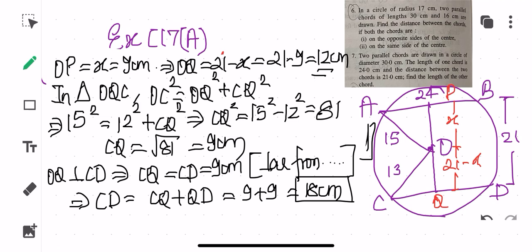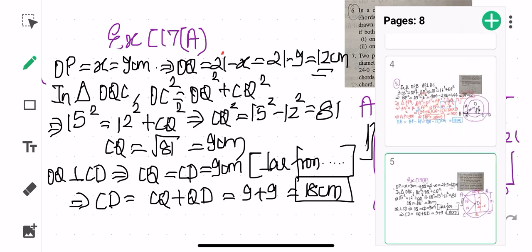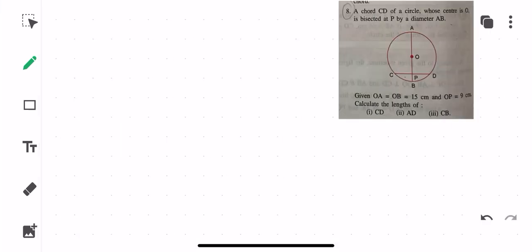Moving on to the next question, children, that is question number 8. My question says a chord CD of a circle whose center is O, as you can see in the figure, is bisected at P by diameter AB. Given OA is equal to OB, both given as 15, since both of them are the radius, and the length of OP has been given, we have to calculate the length of CD.